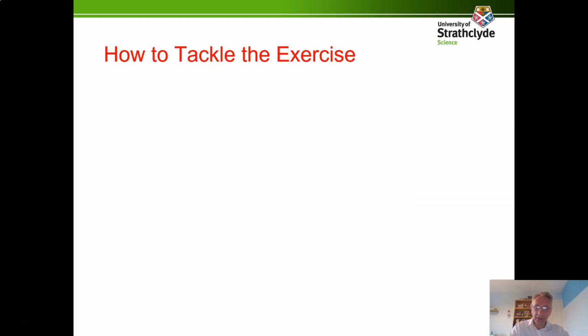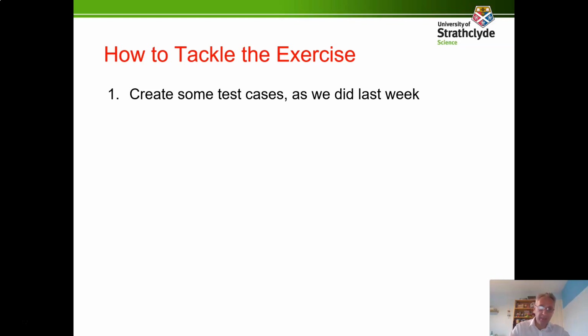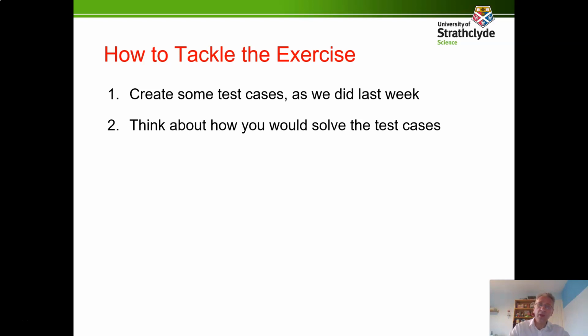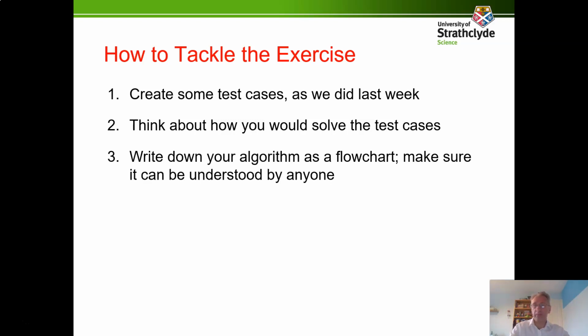Okay, how are you going to tackle this? Well, you're going to tackle it just like you did before. First of all, create some test cases and make sure that you get full coverage, including all the edge cases that I talked about. Think about how you would solve those test cases. You can use the test cases to get your thinking going. Write down your algorithm. I think a flowchart is good. You can also use unambiguous English or pseudocode, but you've got to make sure that it can be understood by anyone, and flowcharts are really good for that. So I'd recommend that you have a go using a flowchart.